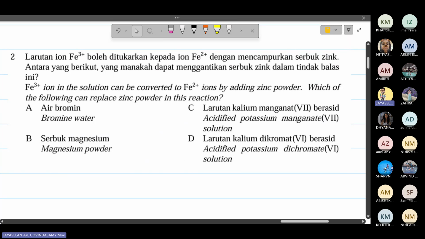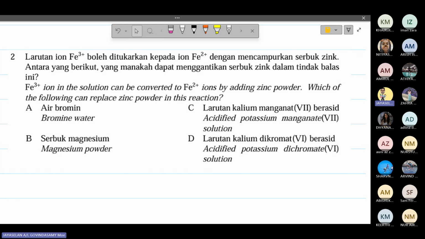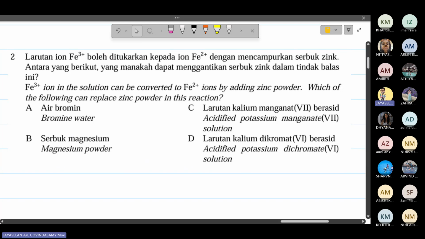Iron 3 ion in the solution can be converted into iron 2 ion by adding zinc powder. Which of the following can replace the zinc powder? That's why you must memorize all the ion, oxidizing agent and reducing agent. This question is very easy. Okay, done. Very easy this one.